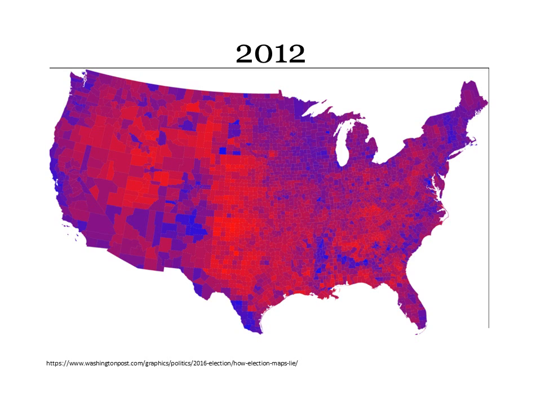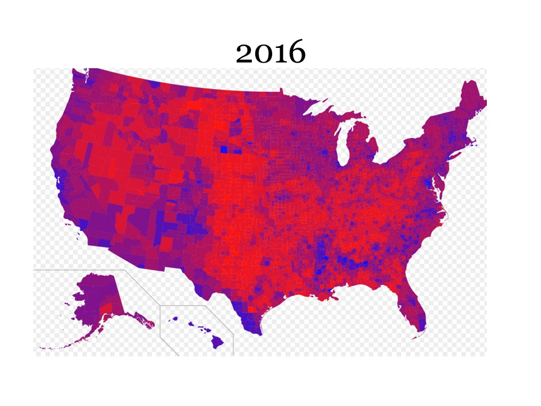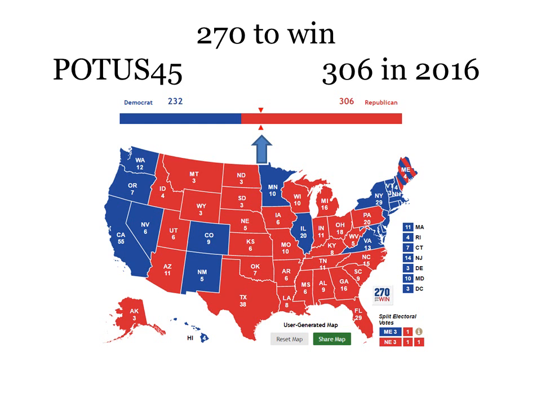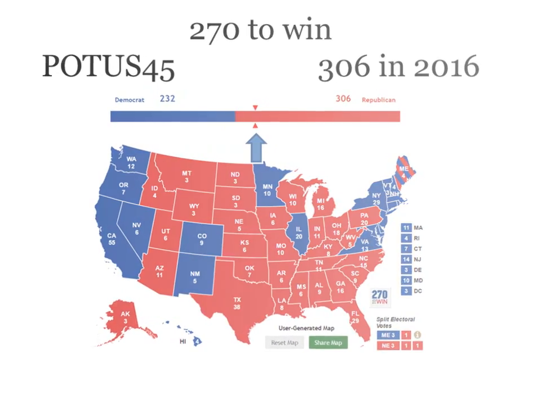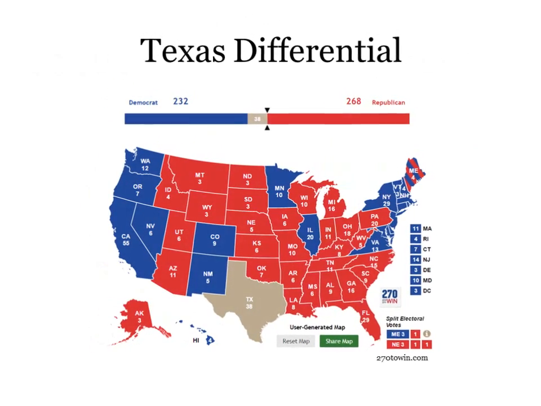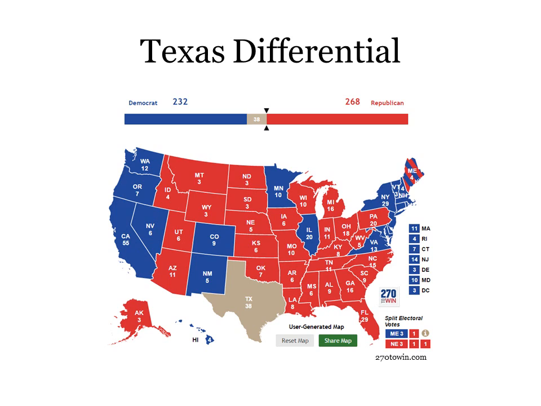This is what the map in the United States looked like. It was a purple 2012 map, and in 2016, essentially, it was just a little less purple. The difference between a presidential win and a loss was just 38 electoral votes. A kind of fun place to look at it is the 270 Win website.